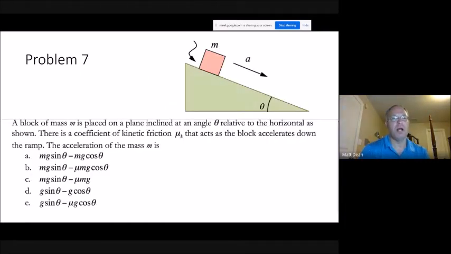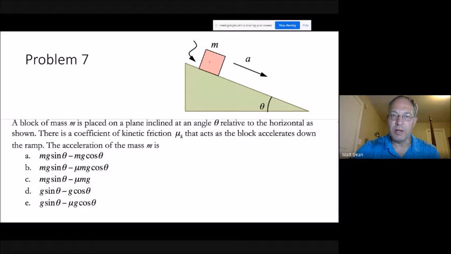All right, so a block of mass m is placed on a plane inclined at an angle of theta relative to the horizontal. There's a coefficient of friction of mu k that acts as the block accelerates down the ramp. The acceleration of the mass is... So here's what we've got to do in a problem like this.